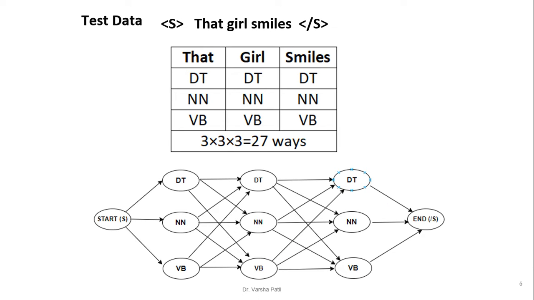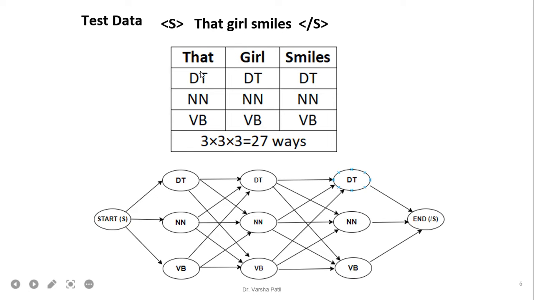Now the test data is "that girl smiles." Now we have to determine the part of speech tag. Ambiguity is present: for "that" there is no ambiguity, but for "girl" and "smiles" there is an ambiguity between noun and verb. Girl indicates noun or verb, and smiles also indicates noun or verb.